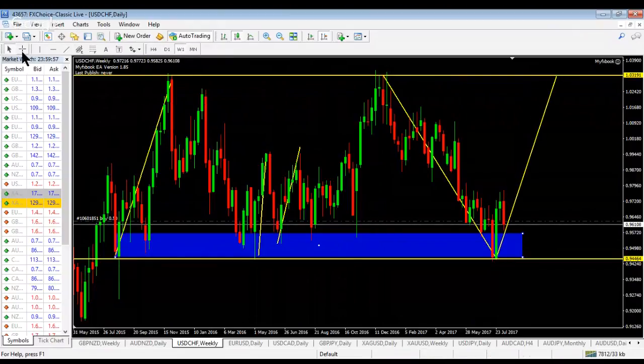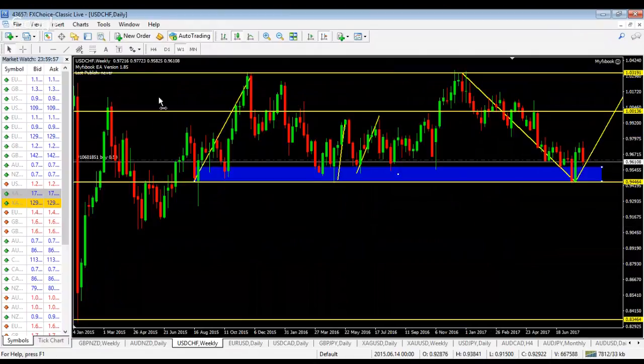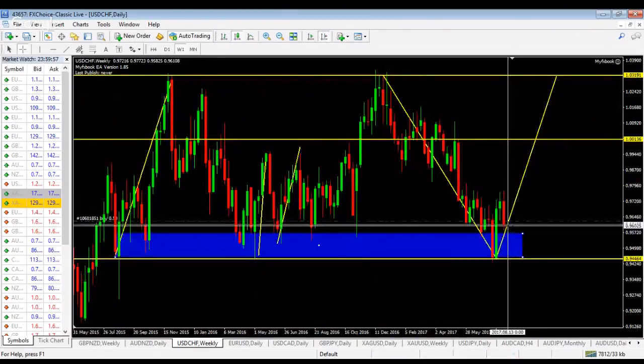Even if it doesn't come all the way back here, let's say it stopped right here, right? Because the next big resistance would be up here. I can still catch from where my buy position is 400 pips. Over 400 pips. That's why I tell people all the time, count the pips, not the money.